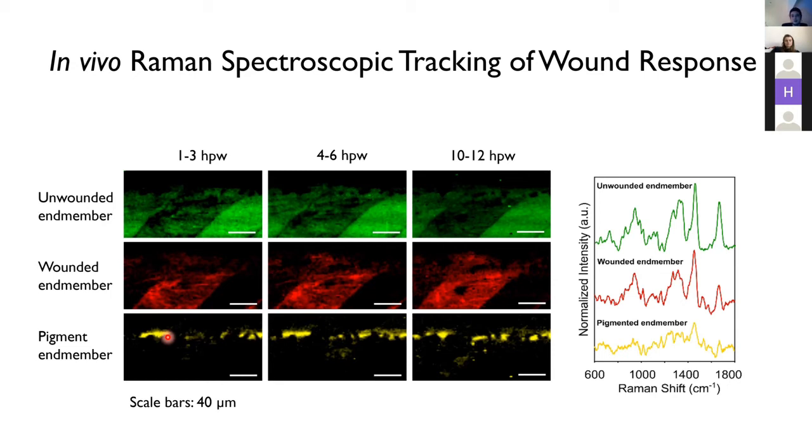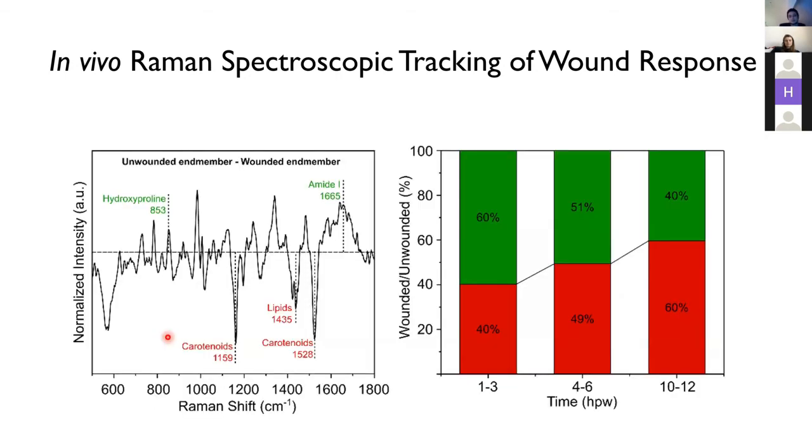And what we saw was that the unwounded end member contained a higher amount of proteins, while the wounded end member had a higher amount of especially lipids and also the carotenoid pigments that we saw especially on the surface of the fish in intact embryos.